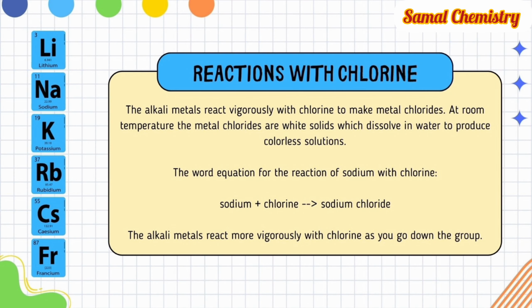Reaction with chlorine. Now let us understand the reaction of alkali metals with chlorine. Alkali metals react vigorously with chlorine to form metal chlorides. At room temperature, these metal chlorides are white solids. They dissolve in water to produce colorless solutions. Word equation for the reaction of sodium with chlorine: sodium plus chlorine to sodium chloride. And remember, the reactivity of alkali metals with chlorine increases as we go down the group.